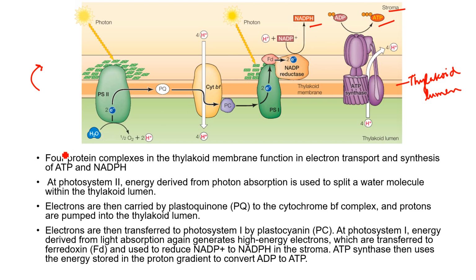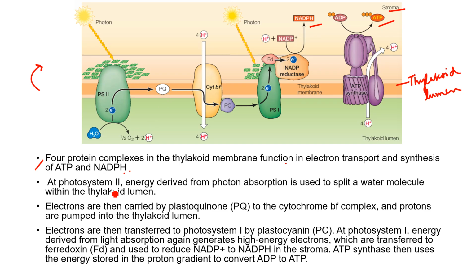Okay, so let's read these points. There are four protein complexes in the thylakoid membrane, and these function in electron transport and synthesis of ATP and NADPH. So all these different protein complexes, what are they involved in? Their function is generation of NADPH and ATP, so that this NADPH and ATP can be utilized in the dark reaction for the synthesis of carbohydrate, which is the food of the plant. Okay, for the synthesis of glucose.